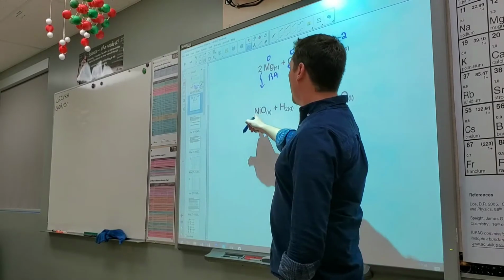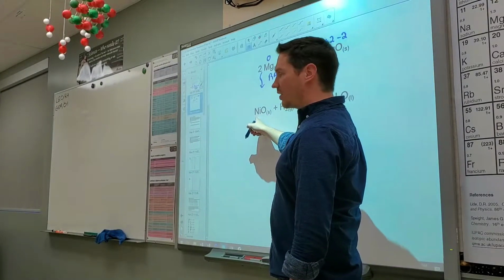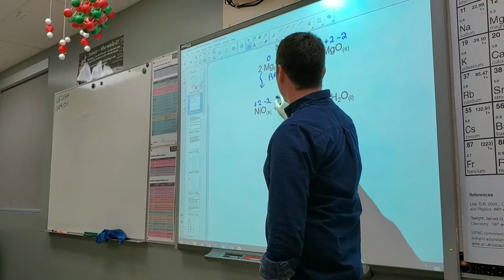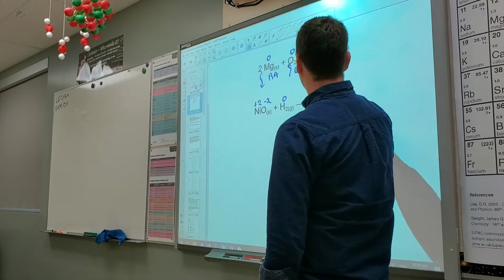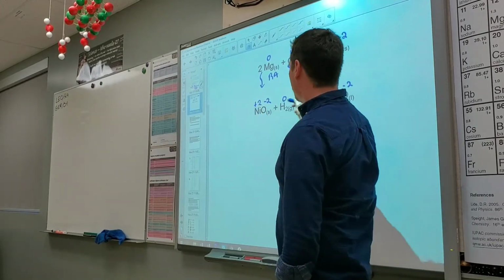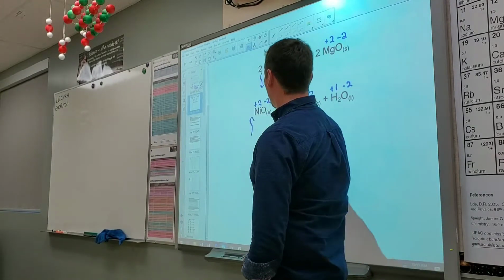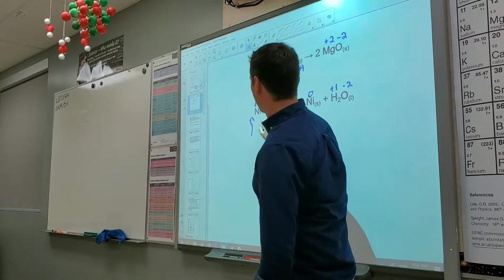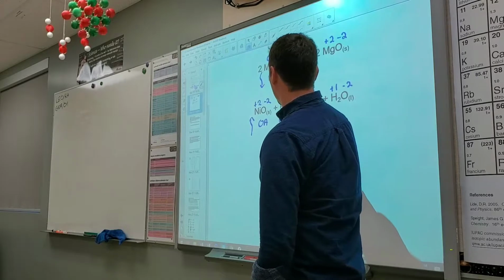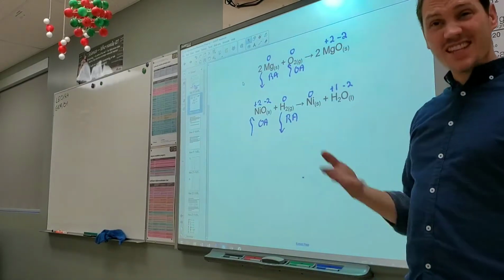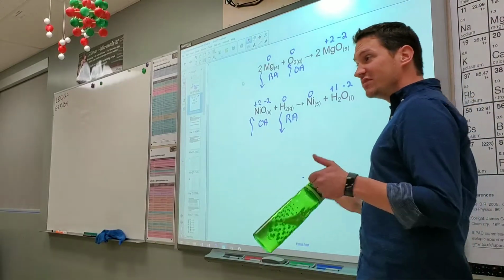So, nickel, what's the oxidation state of the nickel here? +2, -2, 0, 0, +1, -2. So nickel's going from +2 to 0. That means it's gaining. Hydrogen is losing. So nickel is the oxidizing agent. Hydrogen is the reducing agent. Is that fairly clear? Yep, cool.